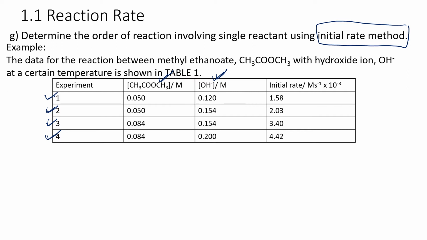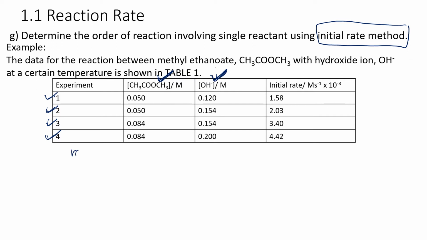So for the initial rate method, how do we find the order of reaction for each of the reactants? First, we must write the general rate law equation. For example, in this question, we have two reactants, CH3COOCH3 and OH minus. We must write the general rate law or rate equation for these two reactants first.